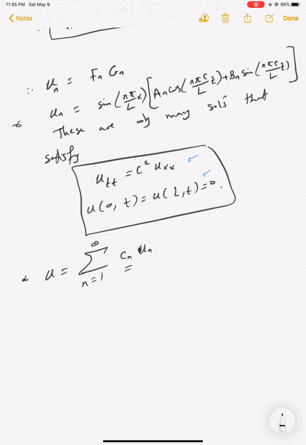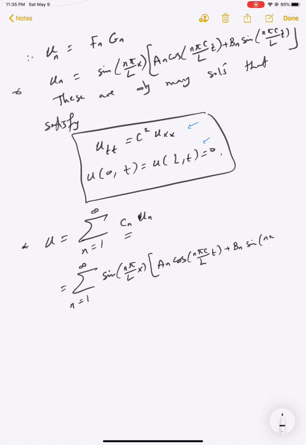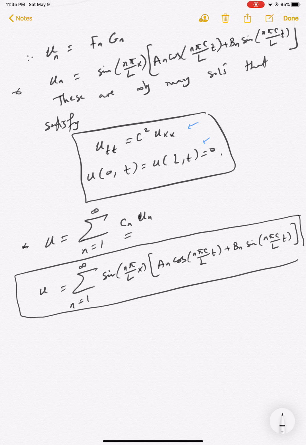And again, this Cn will be absorbed by the bracket. You just insert it into the brackets. And what you get is the sum from 1 to infinity, and you just write the u_n, these are the sine times this. So this is what we expect to be our solution. But still, we have not satisfied the conditions.